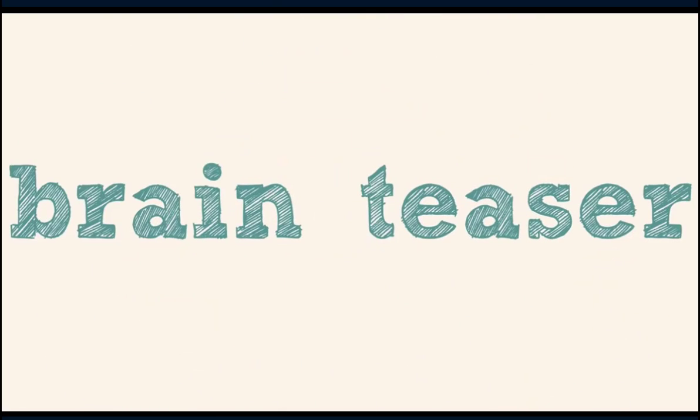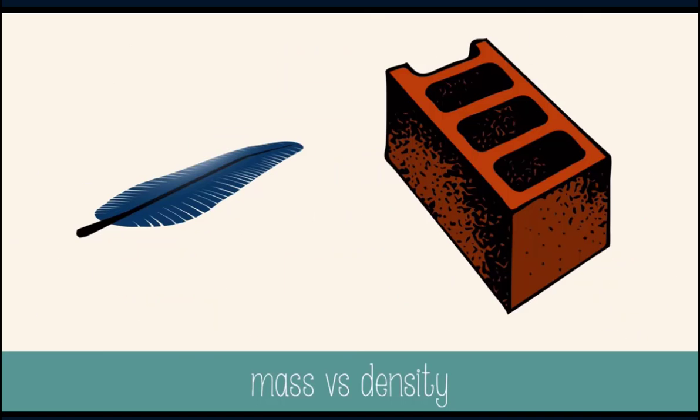Are you ready for a brain teaser? What weighs more, a pound of feathers or a pound of bricks? Well, they weigh the same. It's a pound of each. The mass is the same, 1 pound.